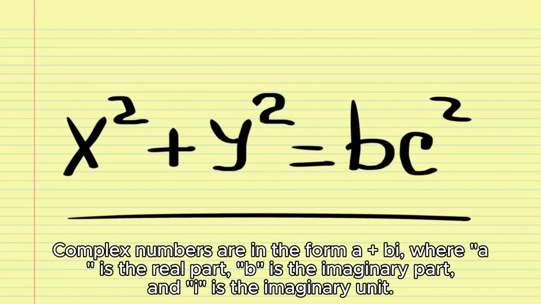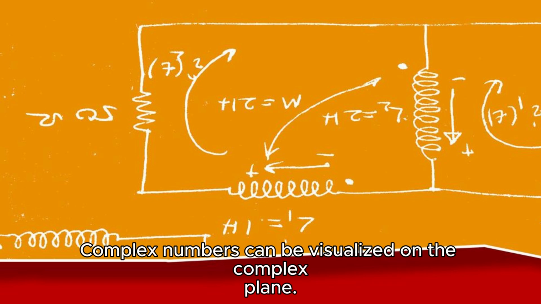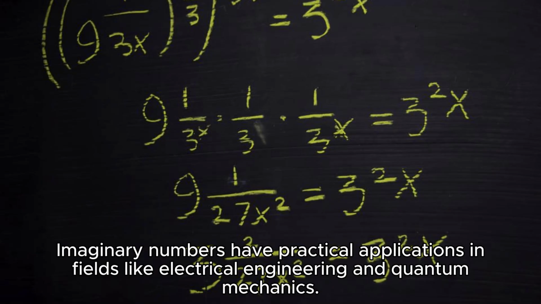Summary. Complex numbers are in the form a + bi, where a is the real part, b is the imaginary part, and i is the imaginary unit. The imaginary unit i represents the square root of -1. Complex numbers can be visualized on the complex plane. Operations with complex numbers involve addition, subtraction, multiplication, and division. Imaginary numbers have practical applications in fields like electrical engineering and quantum mechanics.